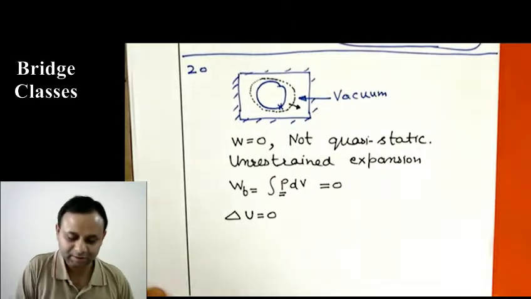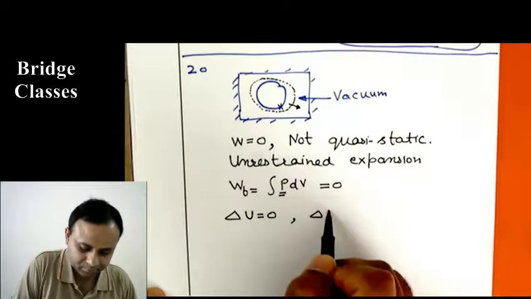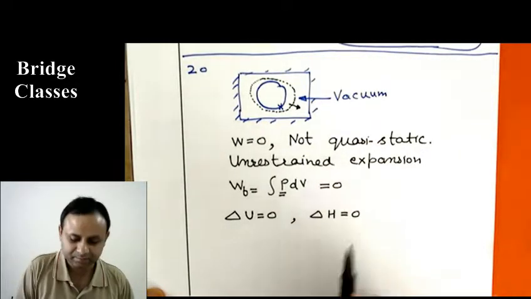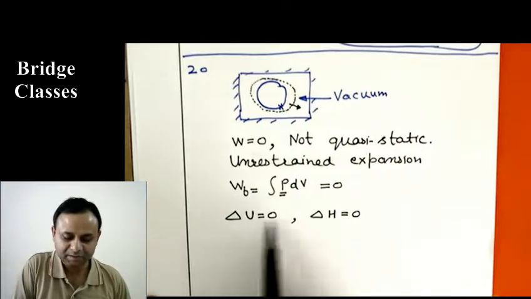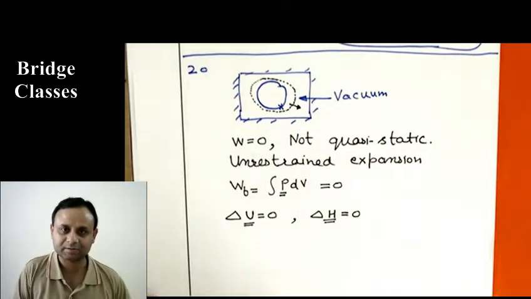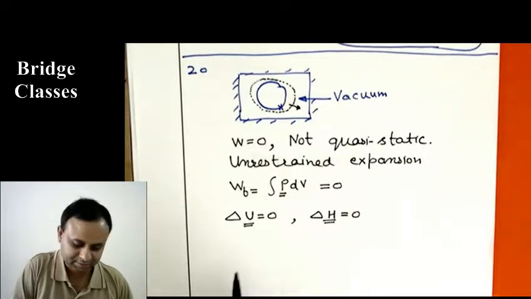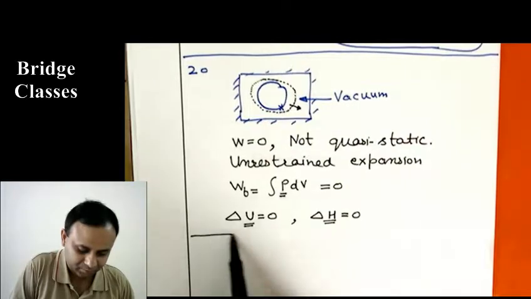Okay, no change in internal energy, that means there is no change in enthalpy. Delta H is also zero because both of these are functions of temperature only. If one is constant, other is also constant. So U and H both remain unchanged in this case, and there is no boundary work involved.